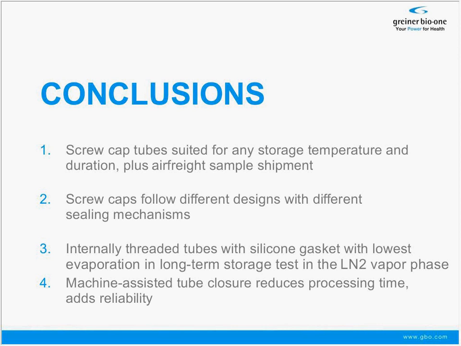Screws follow different designs with different sealing mechanisms. Internally threaded tubes with silicon gasket provide a very good seal with very low evaporation in long-term storage tests in vapor phase above liquid nitrogen. Finally, machine-assisted tube closure is a good suggestion for medium and high throughput because it reduces processing time and adds reliability of the quality seal you are producing when closing the tube.